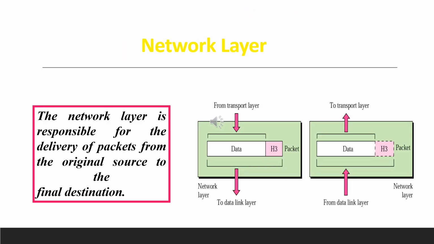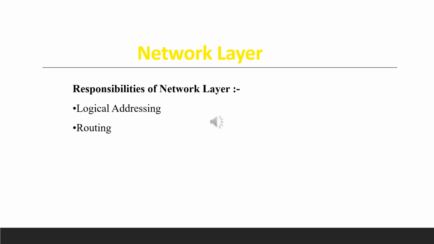The network layer is responsible for the delivery of packets from the original source to the final destination. Now, this is the responsibility of the network layer: source to destination delivery. Responsibilities of the network layer: logical addressing and routing of packets.